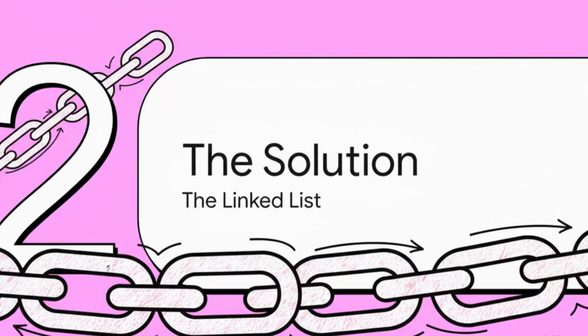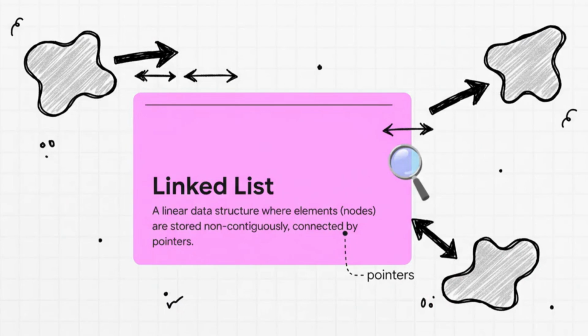So what's the alternative? Well, instead of that rigid box, what if our data was stored more like individual links in a chain? Imagine each link is its own separate piece, but it holds a crucial secret, the location of the next link it's connected to. And that right there is the core idea of a linked list. Each piece of data, which we call a node, can be scattered literally anywhere in your computer's memory. It doesn't matter where they are, because each node contains a pointer, which is basically an address that tells you exactly where to find the next node in the sequence.